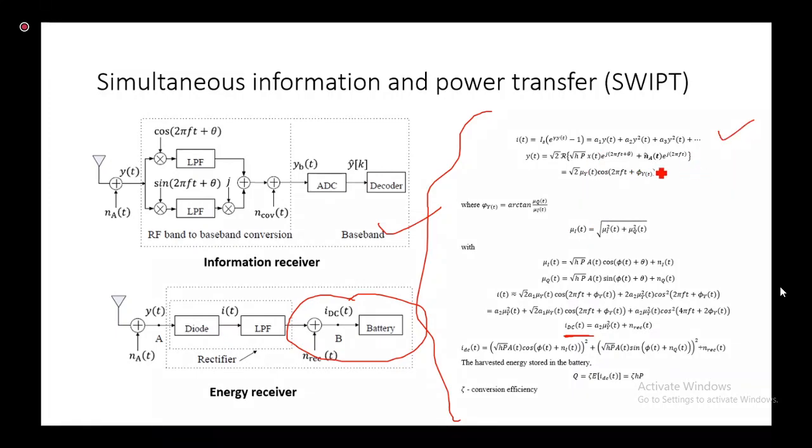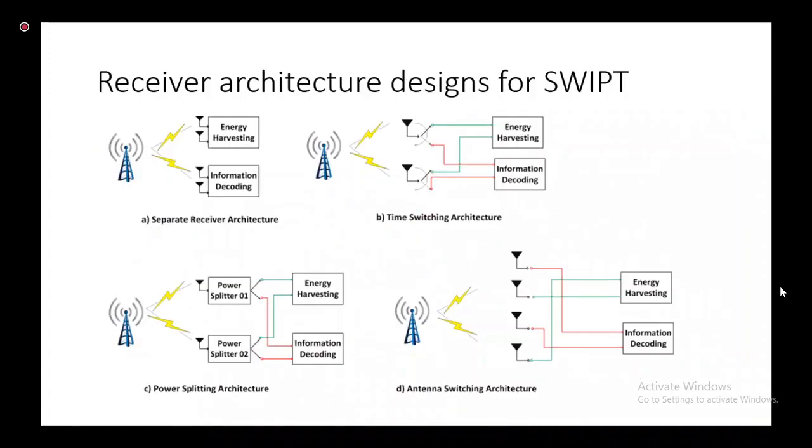This diode, the nonlinear device that has been connected, will do some mathematics as given here. You could see there are some expansions also. After putting a low pass filter, we will get only the DC power, and that can be used for charging the battery. So this is how the energy is being harvested in the receiver.